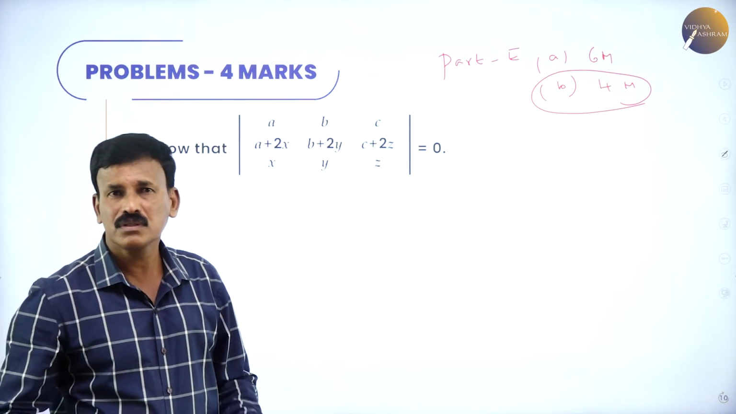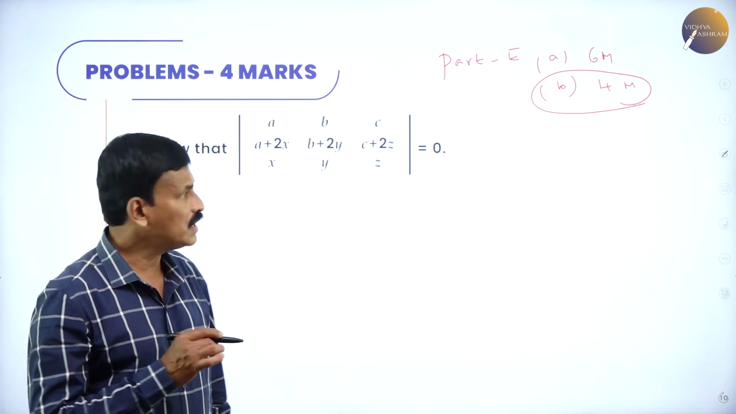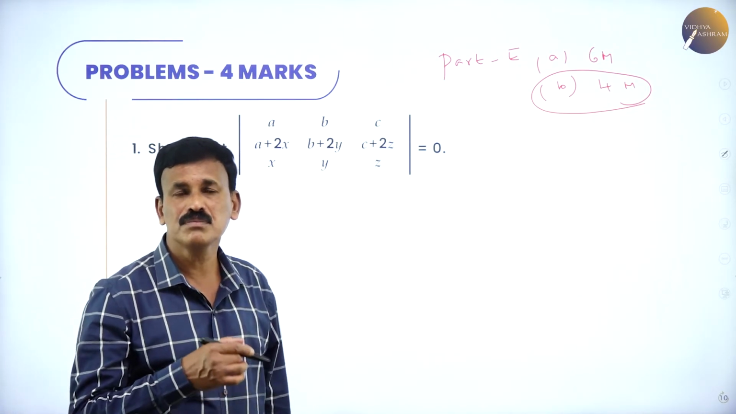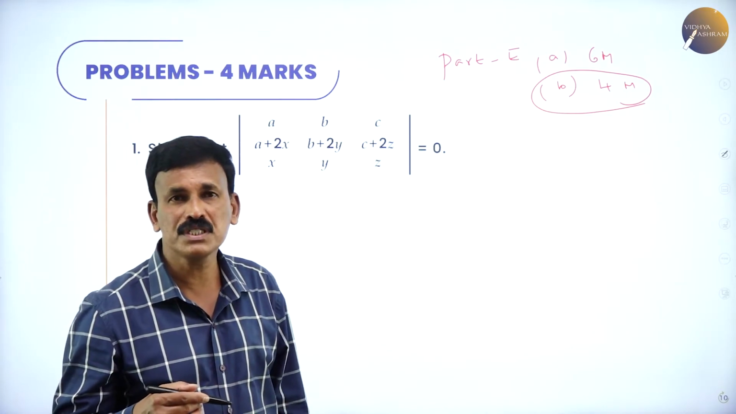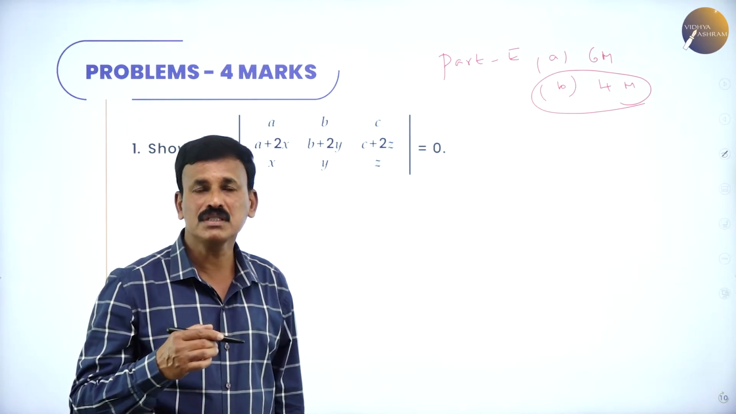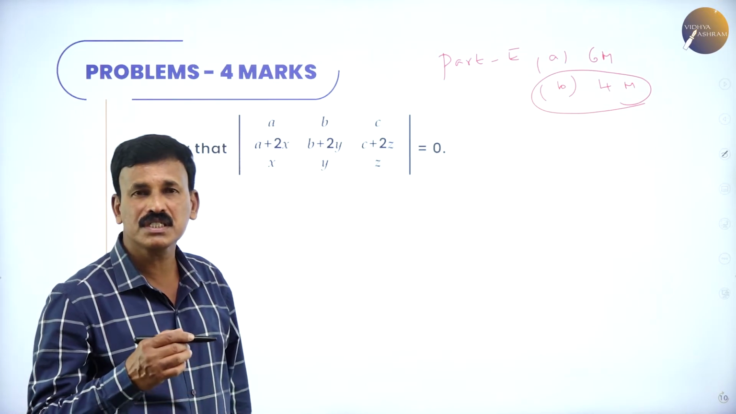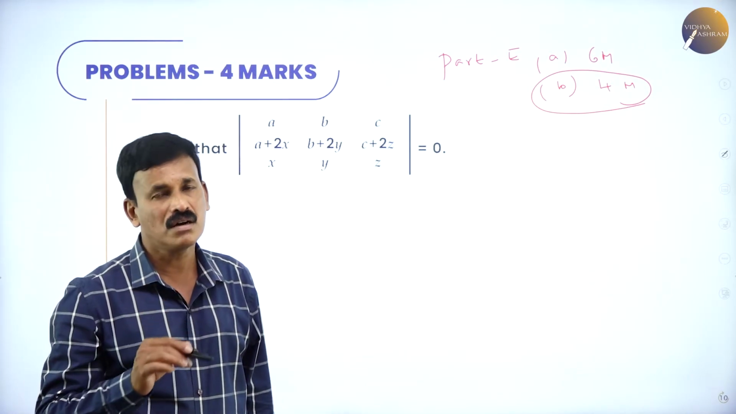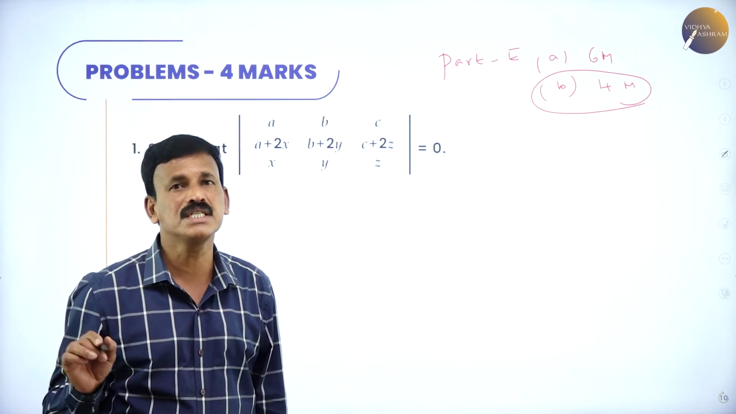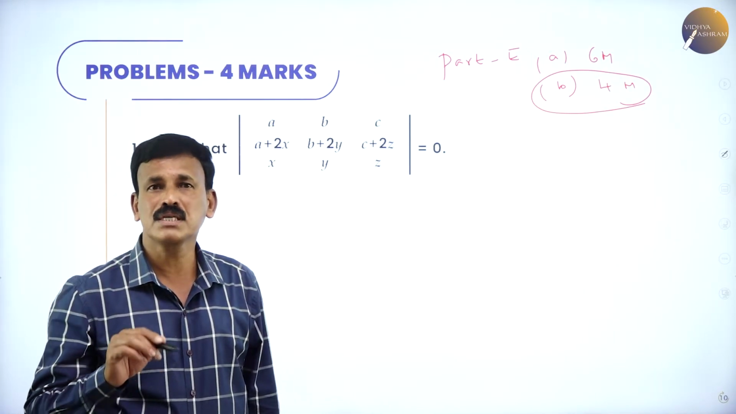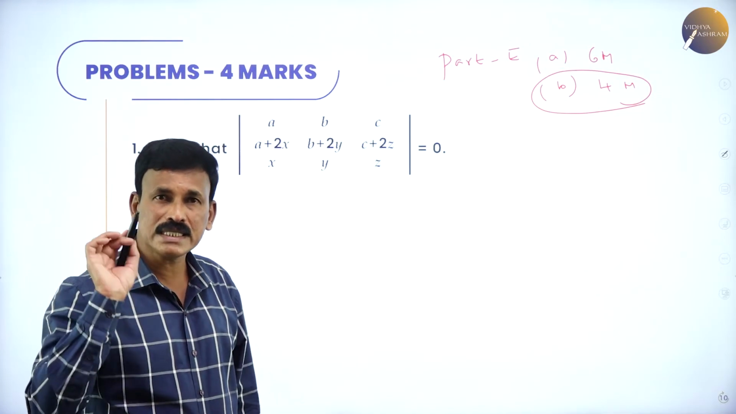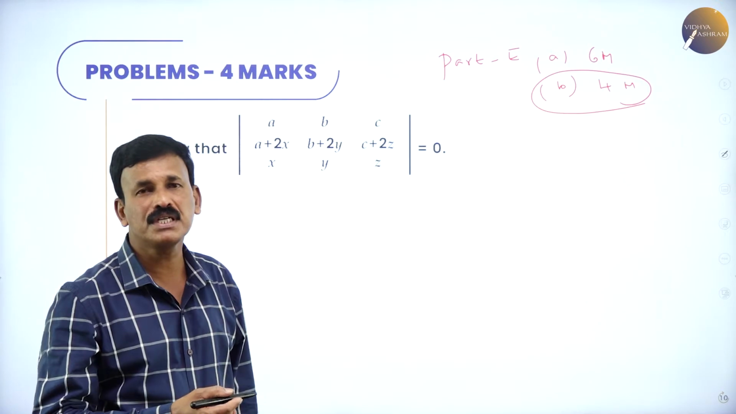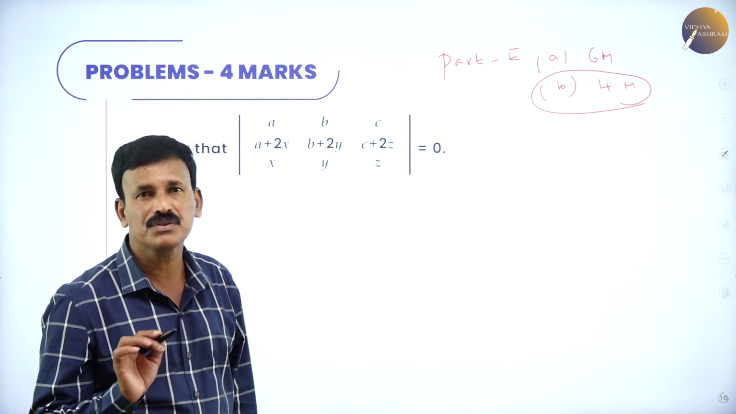You should convert this in such a way that it reduces to the properties. Some 6 or 7 properties we have studied. Just convert all this so that it reduces to a property, and straight away you will get the answer without expansion at any stage. This type of problem can be solved without expansion, using the elementary operations.